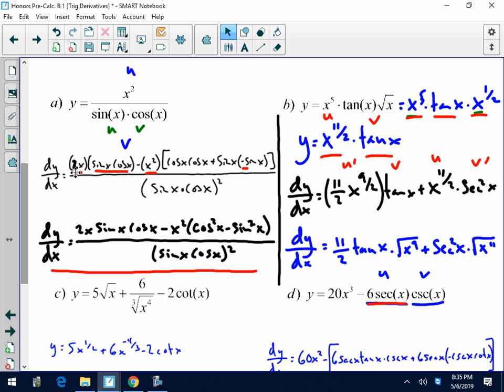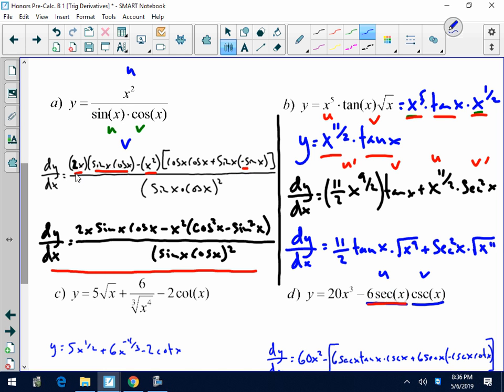All right. For our b, we said we were going to take the derivative from our product rule of x to the 11 halves times tan x. And right here, we'd say that our u prime is 11 halves x to the 9 halves times our v of tan x, and then it's plus our u, x to the 11 halves, times our v prime of secant squared x. And right here we would do the simplifying that we always do.